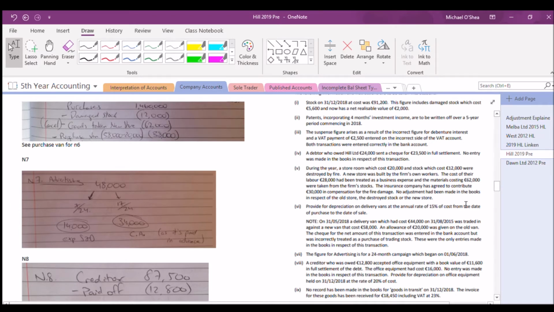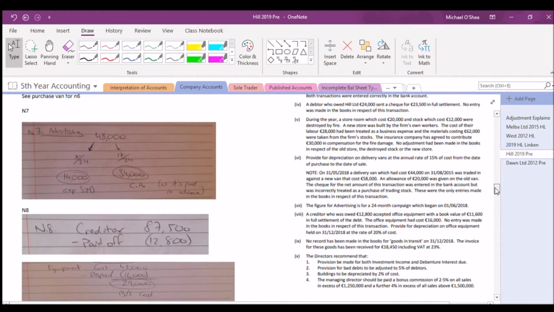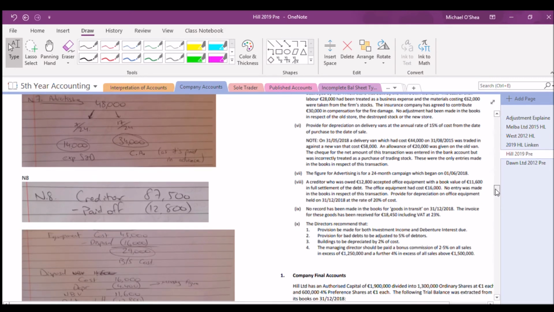Next one I want to look at here is for paying off a creditor with a fixed asset. So the creditor was owed 12,800, and what we did to pay them off was we gave them office equipment. We fully settled the debt, even though obviously there has been a difference between the valuation of the office equipment and the debt. But the office equipment had originally cost 16,000, so we know that there was depreciation involved now and everything. We need to take that out of the accounts as well.